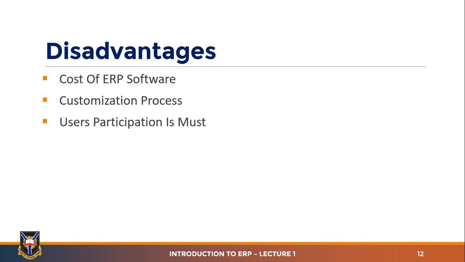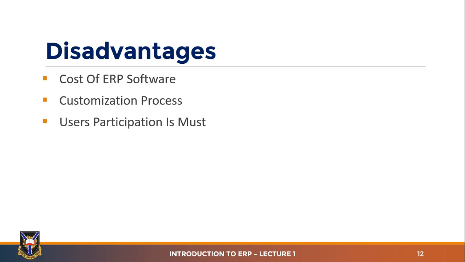And another thing that is very, very displeasing is the customization process, because the way this system is built, very robust and very complicated, sometimes it makes it very difficult to make customization. And another thing is that user participation is a must on the ERP system. It is not a computer system that performs the activity, rather it manages the activity. And how is this activity being managed? It is being managed by user participation. It is the information you give to this system that helps the others to perform their duties.